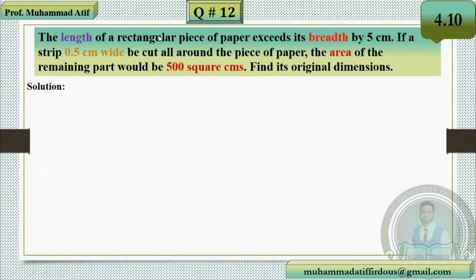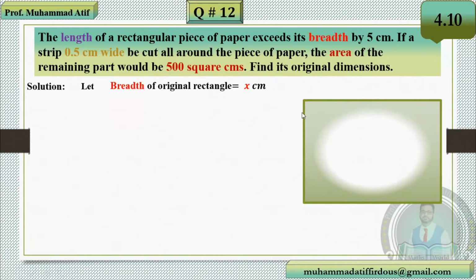So, the length of a rectangular piece of paper exceeds its breadth by 5 centimeters. That means the length is 5 centimeters more than its breadth. So first we suppose that the breadth of the original rectangle will be x centimeters. You can see on your diagram, this is your breadth, x centimeters.